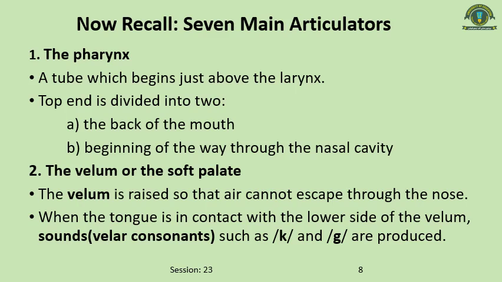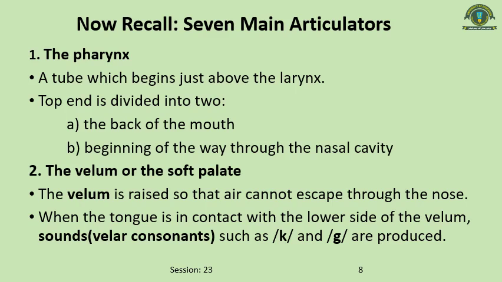Now, if there is a question, what is pharynx? The answer could be that it is a tube which begins just above the larynx, and its top end is divided into two. A, the back of the mouth. B, the beginning of the way through the nasal cavity. One is the back of the mouth. The second is the beginning of the way through the nasal cavity.